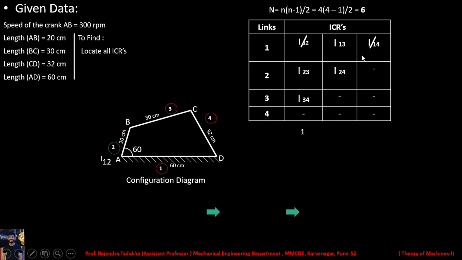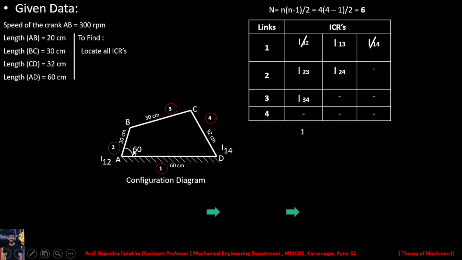Then I14, here it is I14. Again, it is a fixed instantaneous center which we can locate by observation. So we have located two fixed instantaneous centers, I12 and I14.